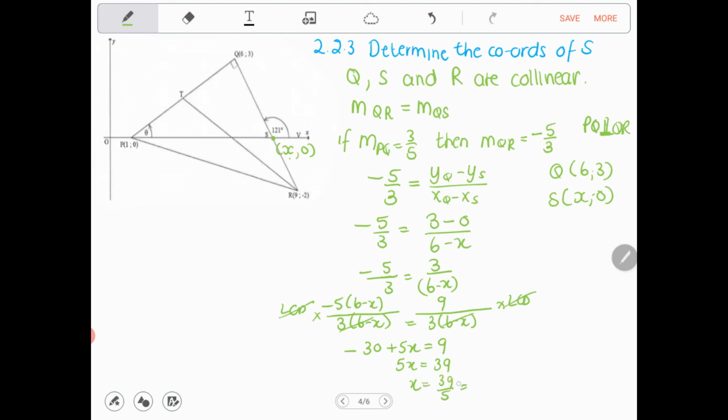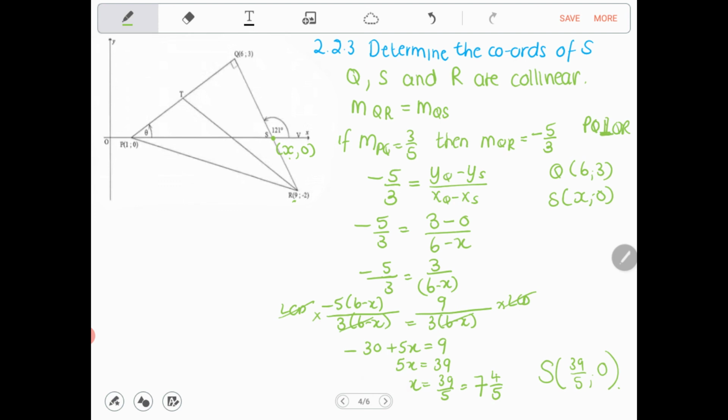And let's just check that out. That's going to be 7 and 4 over 5. I just want to check if it's a feasible answer. Well, that's a 9 at R there. So it's very possible that the x value here could be 7 and 4/5. So S is going to be (39 over 5, 0).